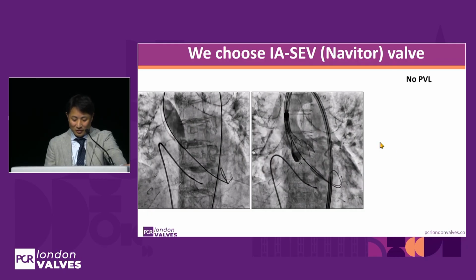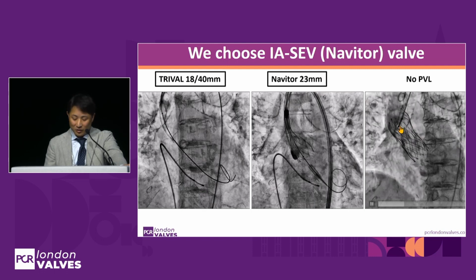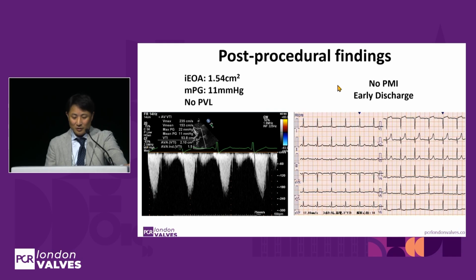Predilatation was done, with an appropriate position aiming at 3 to 5 below the annulus, and no PVL was observed. In the post-procedural findings, there is no significant PPM, not even moderate. The indexed EOA is 1.54. The patient has an annulus area of 277 millimeters squared, but the hemodynamics is excellent. Mean pressure gradient is 11, and no PVL was observed. The patient was discharged early without a complete AV block.